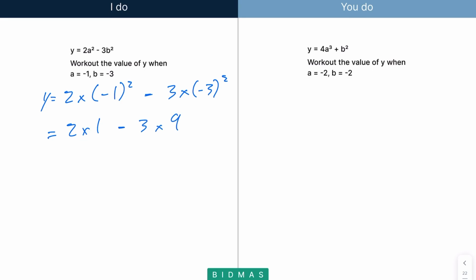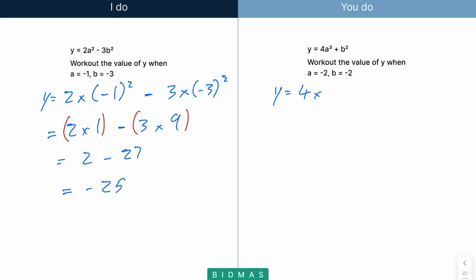The next thing we do is the multiplication. So if I put brackets around this, that now becomes 2 minus 9 times 3, which is 27. And if I take 27 off 2, that becomes minus 25. That's my answer. So hopefully you've pressed pause and had a go at this on the right.